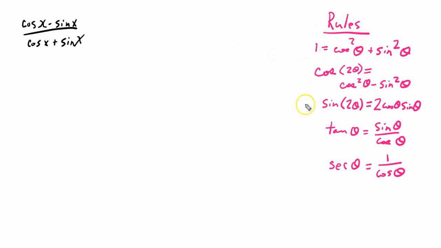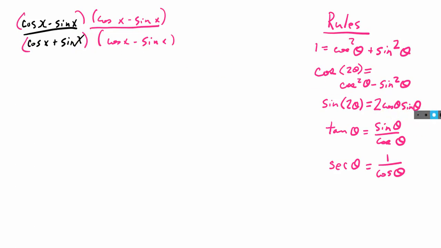Okay, so what I've done here in red is I've got a list of rules that you are allowed to use without having to prove them. These are standard rules with trig functions. And so what I'm going to do to manipulate this is I'm going to start by multiplying numerator and denominator by cosine x minus sine x. Okay, so I'm going to get one big fraction now.